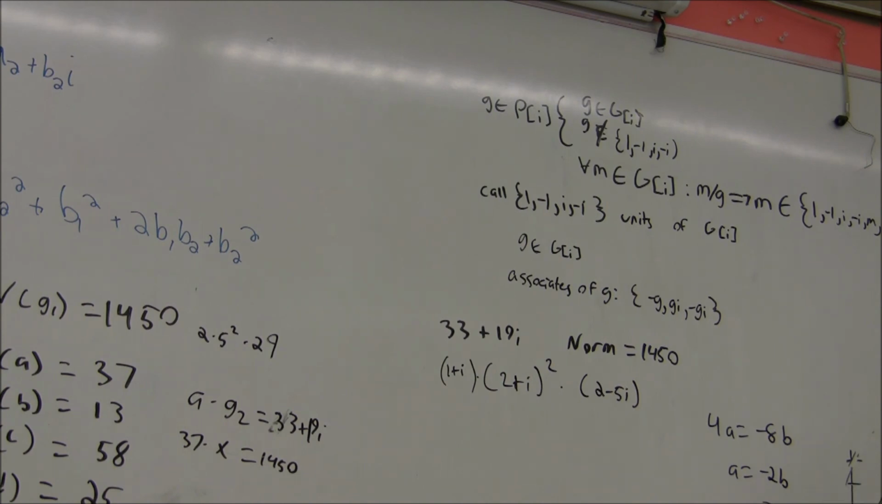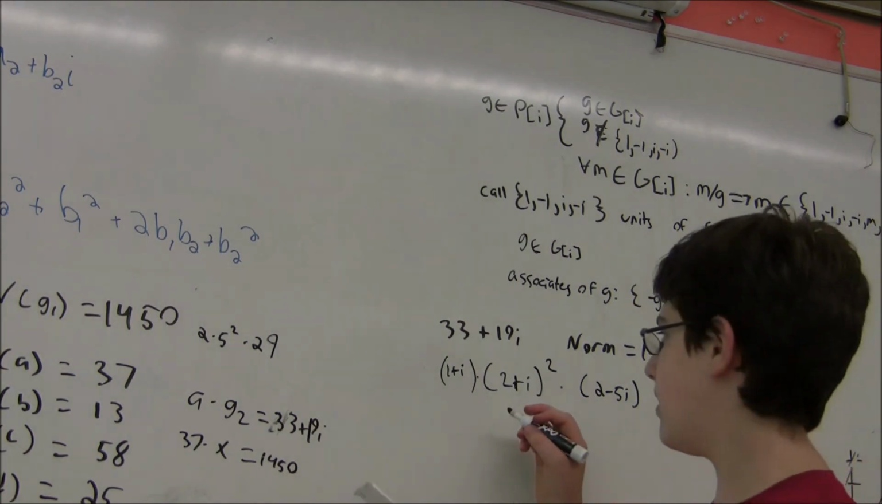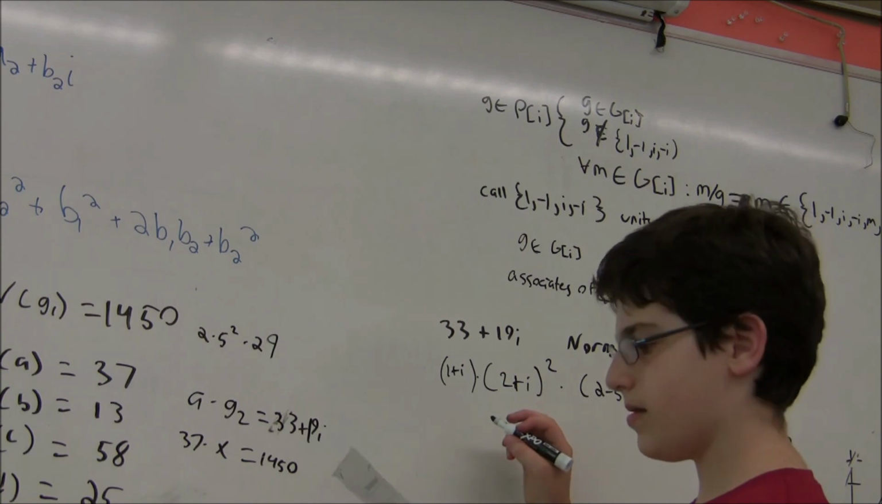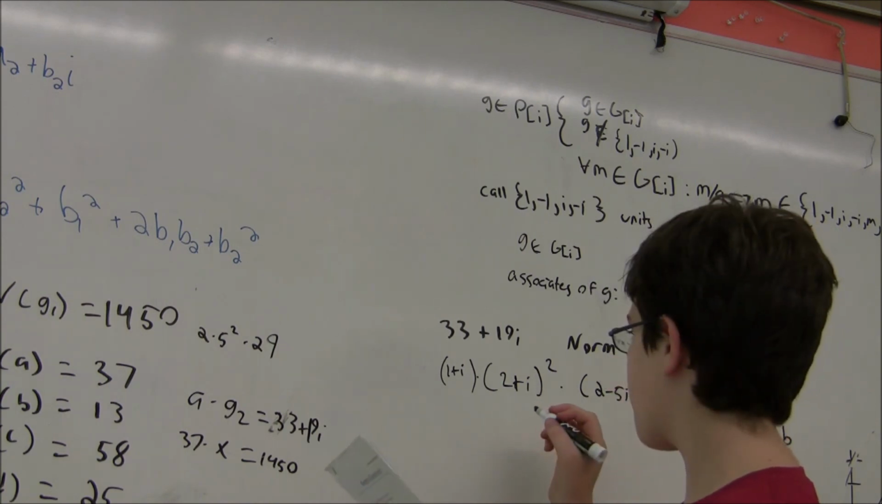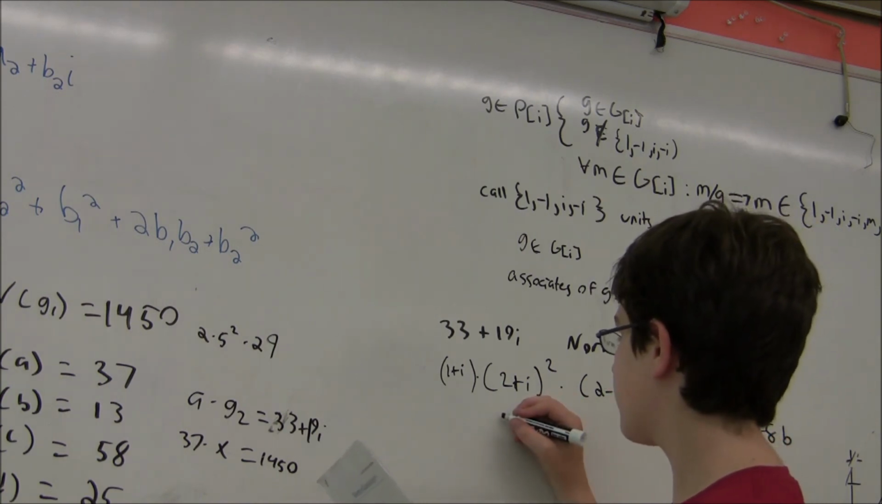So that works, you think? I believe so. So 1 plus i has norm 2, 2 plus i has norm 5, so that's 10, and 2 and 5, that would be 29. So that part is good. Let's see if it really works. What's 2 plus i squared? 4, 3 plus 4i, right? Yes, 3 plus 4i.